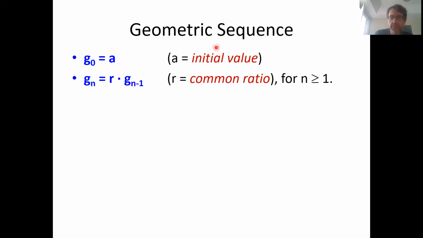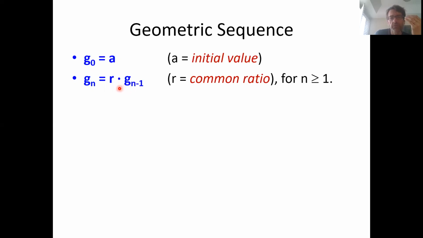So okay, let's look at some famous sequences. Here is a geometric sequence. It's defined through an initial value and through a recurrence relation that defines the next element in the sequence as a product of some fixed ratio times the previous element.